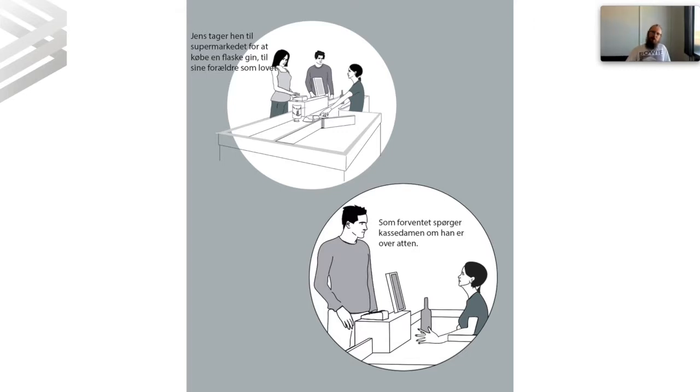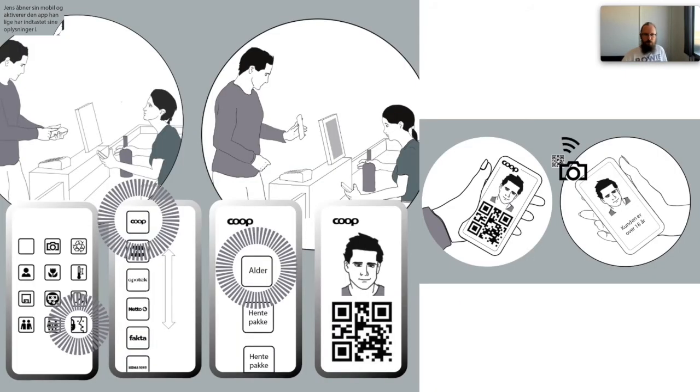So to give him a real representation of how this might look, we did these images, and Jens goes down to the supermarket, he has a bottle of liquor here. As expected, the cashier then asks him for ID, can you prove you're over 18? So Jens takes out his cell phone, he opens up the app, chooses the store that he's in, and that he needs to verify his age. Then he gets this screen, which is a picture of himself coupled with a QR code. And this is what he needs to show to the cashier.